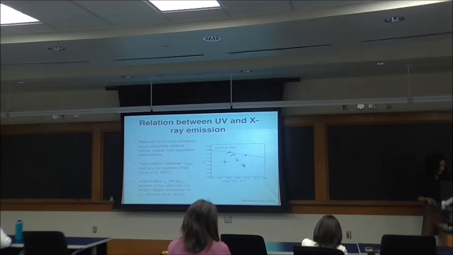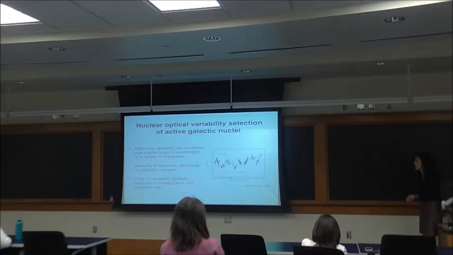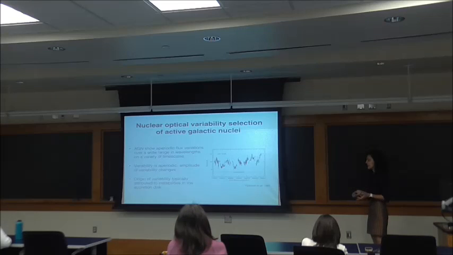Okay, so for the last bit of my talk, I want to discuss some new work that I've done looking for AGN in low mass galaxies using optical photometric variability. AGN have been observed to vary at all wavelengths on a wide variety of timescales. This is just an example of a very well-known AGN, NGC 5548.